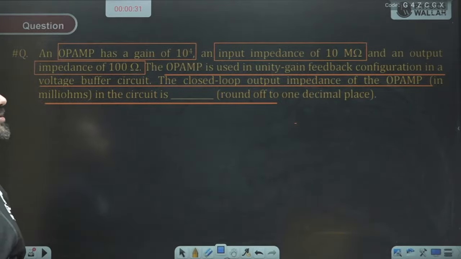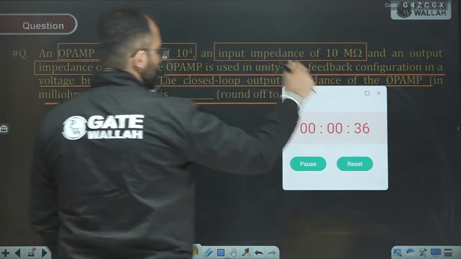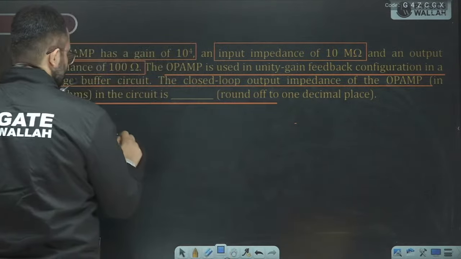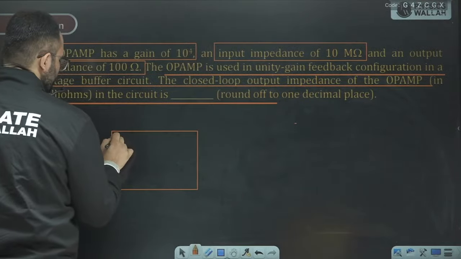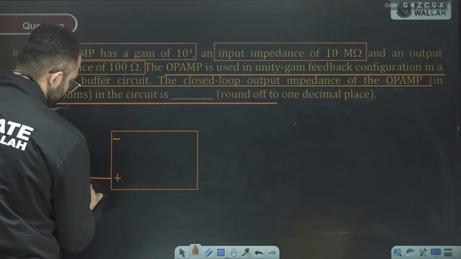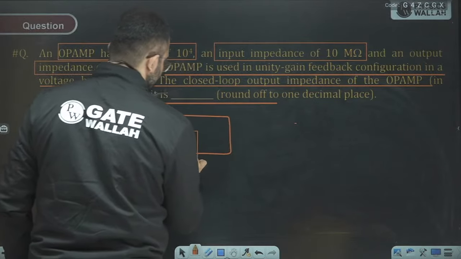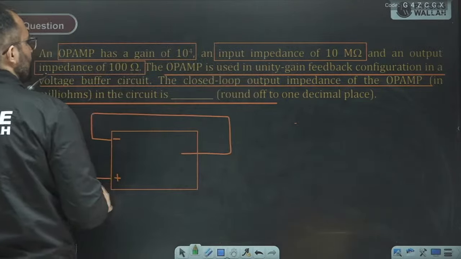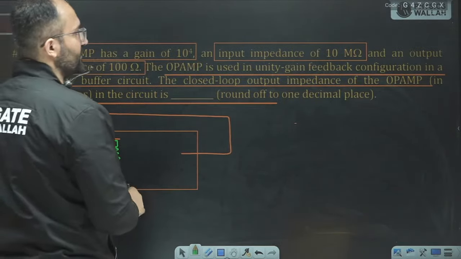Okay, all of you are able to do it? 0.99. Okay, so we have to solve this question. First of all, we have to draw the op amp model. This is your inverting terminal, this is your non-inverting terminal. This is the input. And the output is connected to the input. Okay. Now we have the impedance at the input, that is 10 mega ohms.